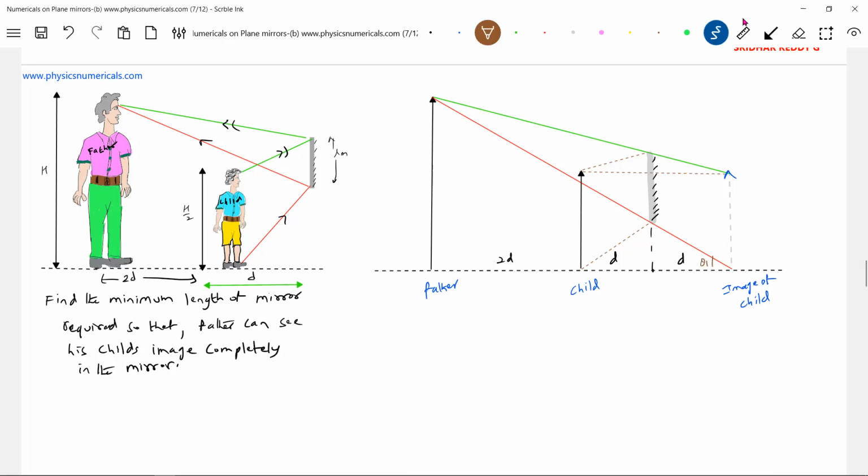This angle I'll write theta 1, and this angle let it be theta 2. And let this distance be y1. This will be y2. y1 plus y2 is what is needed, no? This is AB. What is the length of the mirror? Length of the mirror is AB, which is y1 plus y2. So what should I do now? I should calculate y1 plus y2. If I can get that, and this should be theta 1 and this should be theta 2.